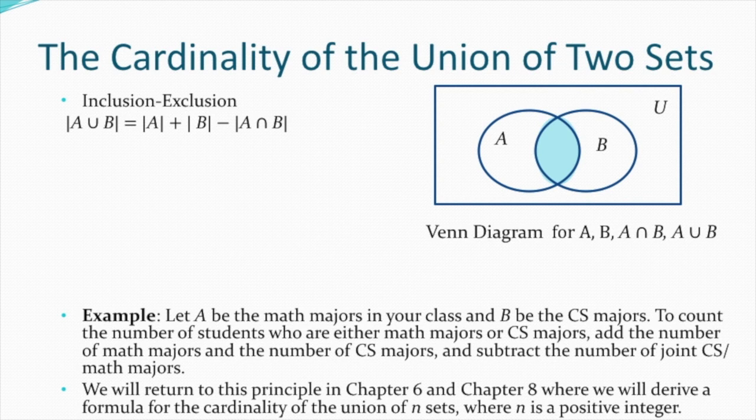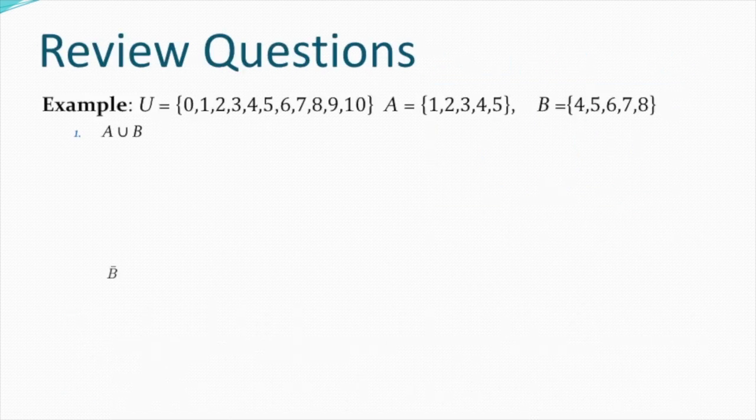So let A be the math majors in your class, and B the CS majors. You need to count how many students are either math majors or CS majors: the number of math majors plus the number of CS majors, and subtract the number which is the intersection, those who are both CS and math majors. We will go back to this principle again, but this is just to give you a sense of what we mean by cardinality. Now let me give you a few examples so you can practice all these relationships by yourself and understand what we mean by them.